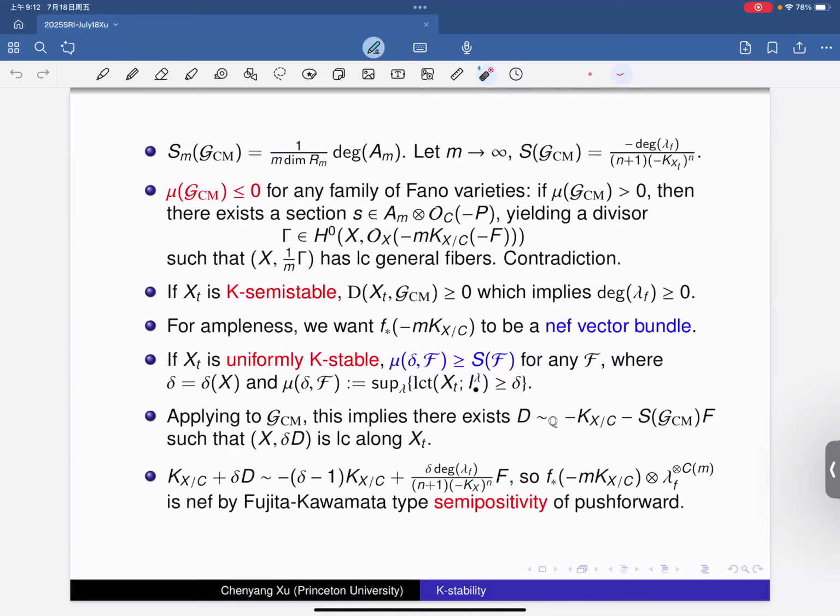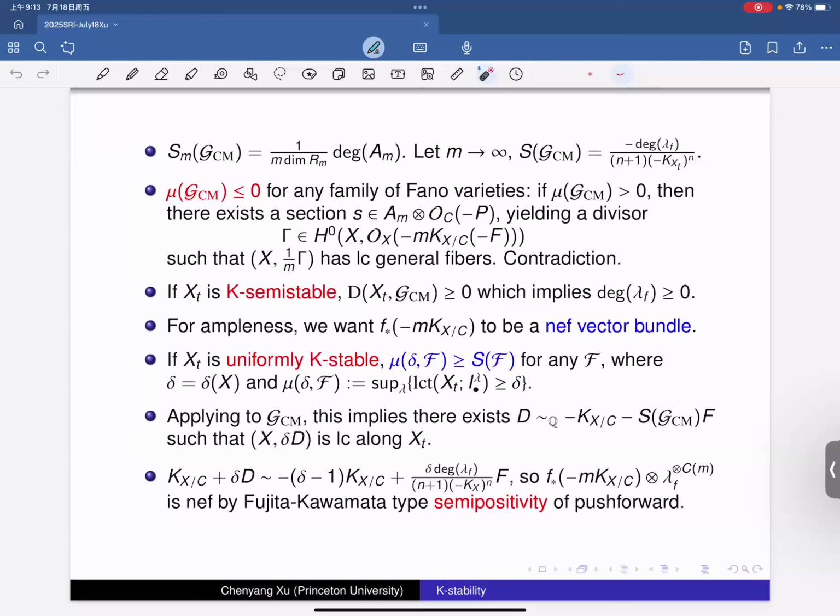But the fact is, if X_t is K-semistable, then mu minus S has to be non-negative. But S is the negative of the degree, so that implies this is non-negative. So we get the nefness. Somehow the nefness comes from the combination of two positivities. One is the positivity for any family of Fano varieties.